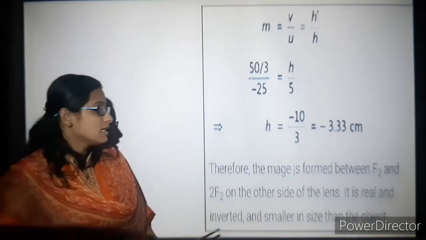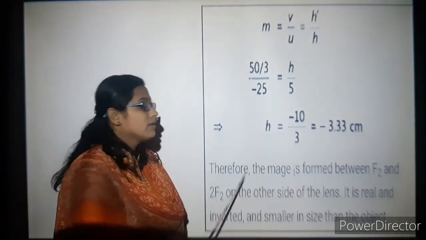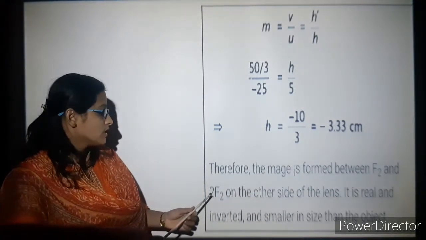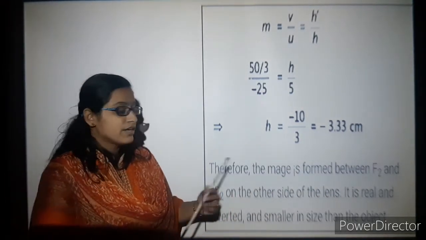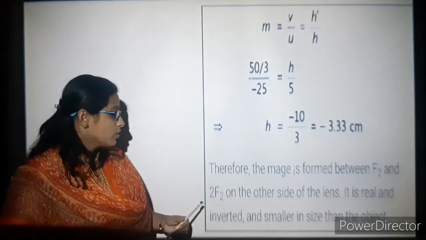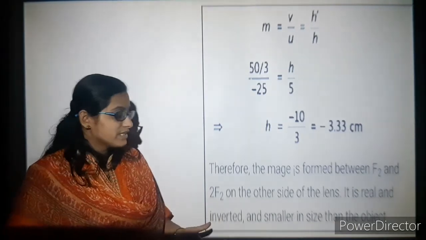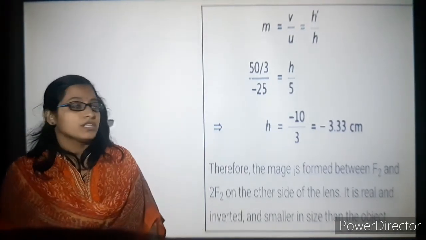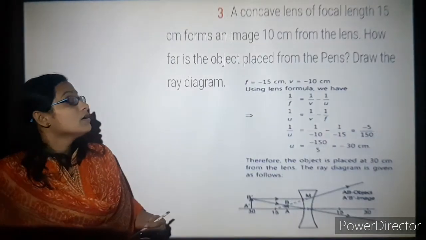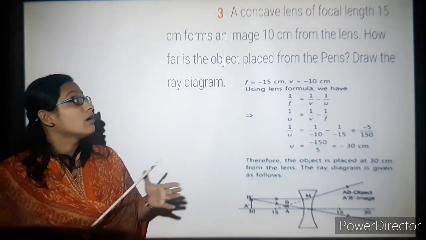So you can see that the image is formed between focus f2 and 2f2 on the other side of the lens. So it is real, inverted. You can see that it is smaller in size with respect to the object given. So you can see the next problem here.